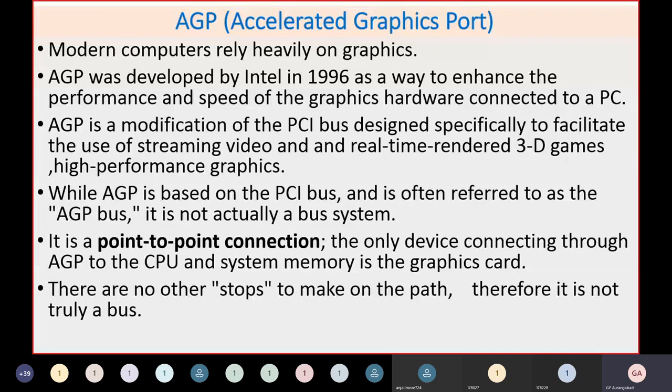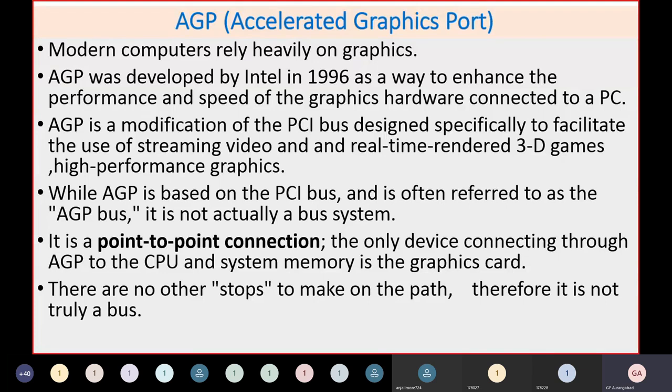AGP is a modification of the PCI bus designed specifically to facilitate streaming video and real-time rendering. That means AGP was developed basically for streaming video and real-time rendering. Rendering is a process where a 2D picture is converted into a 3D picture. Actually, it has one specific graphics processing unit, which we normally call GPU. That GPU is a separate processor, and it is available on that particular card.